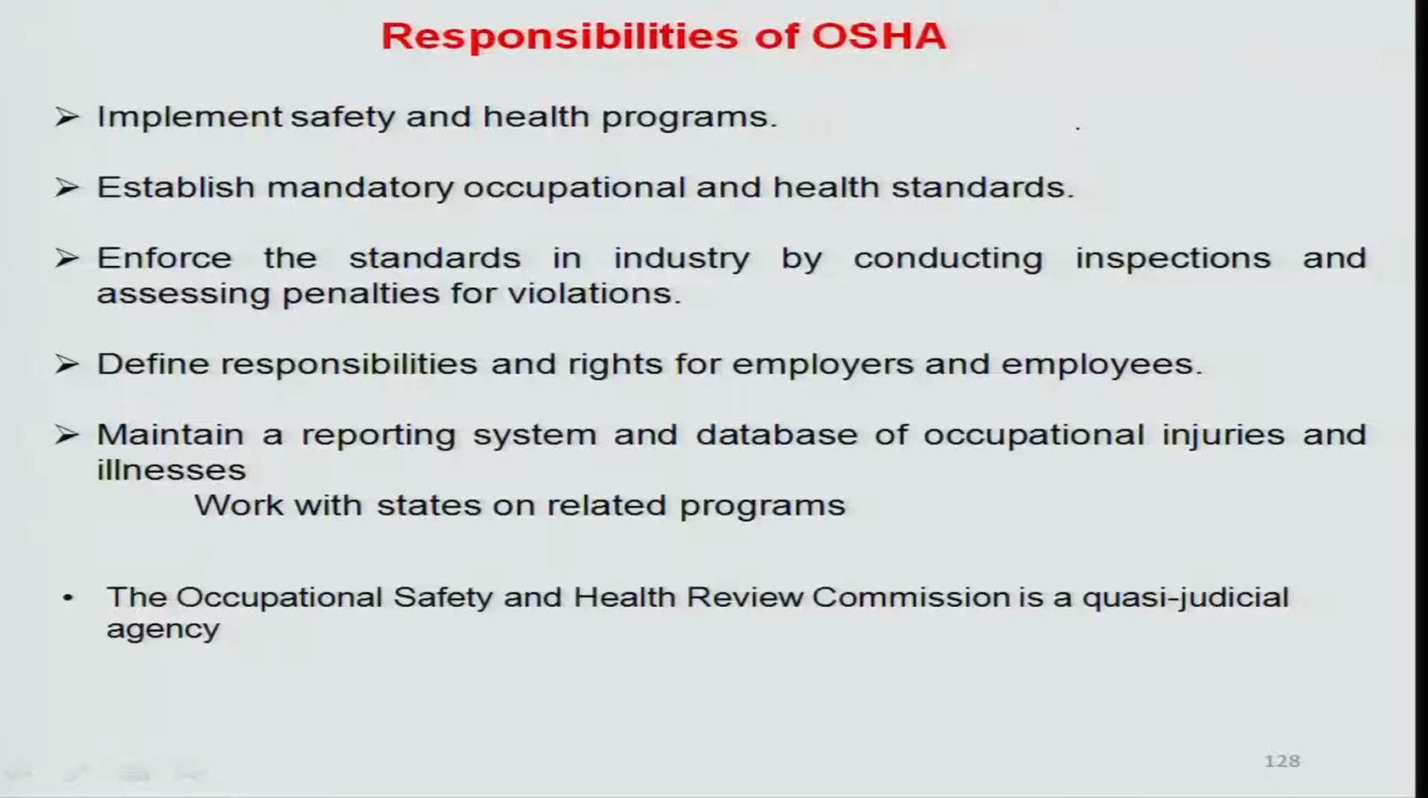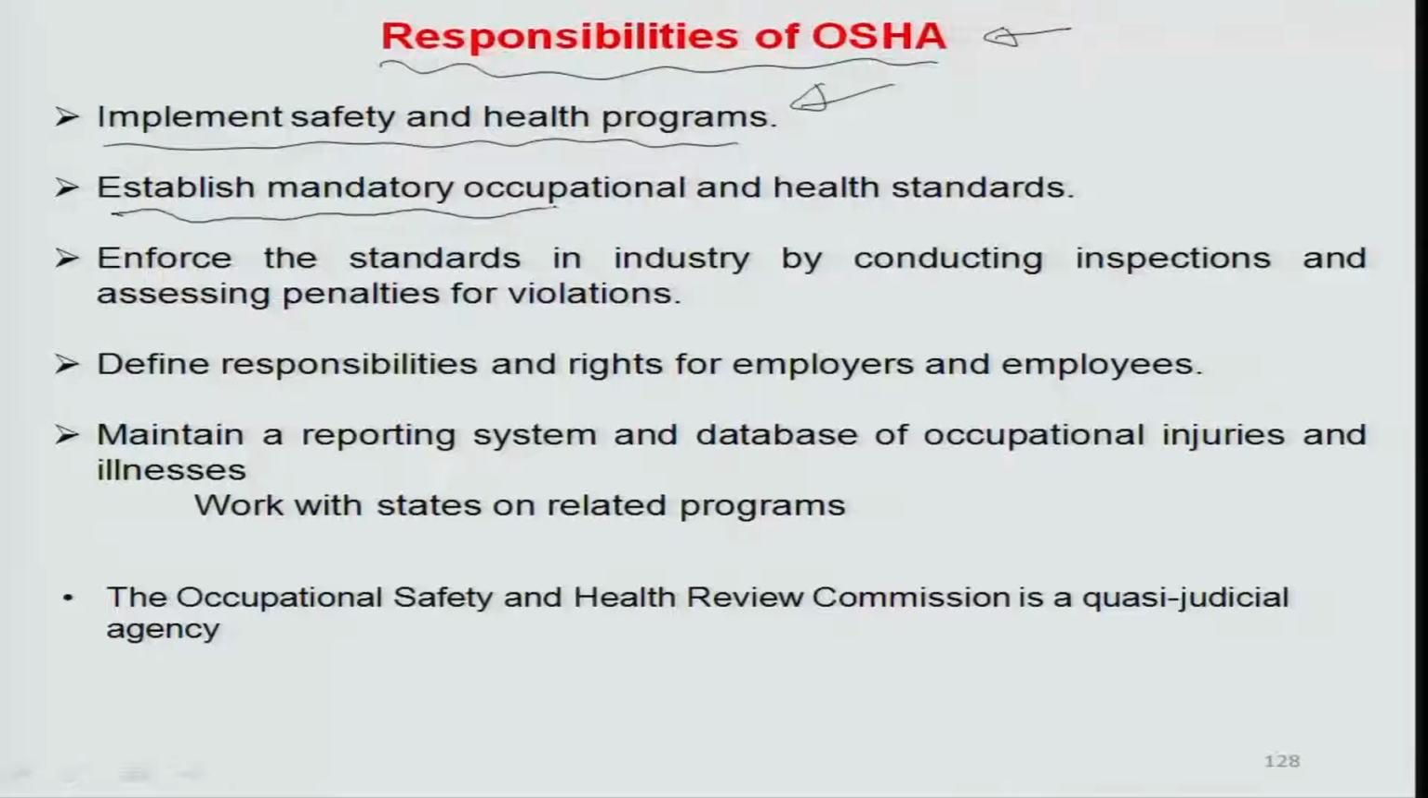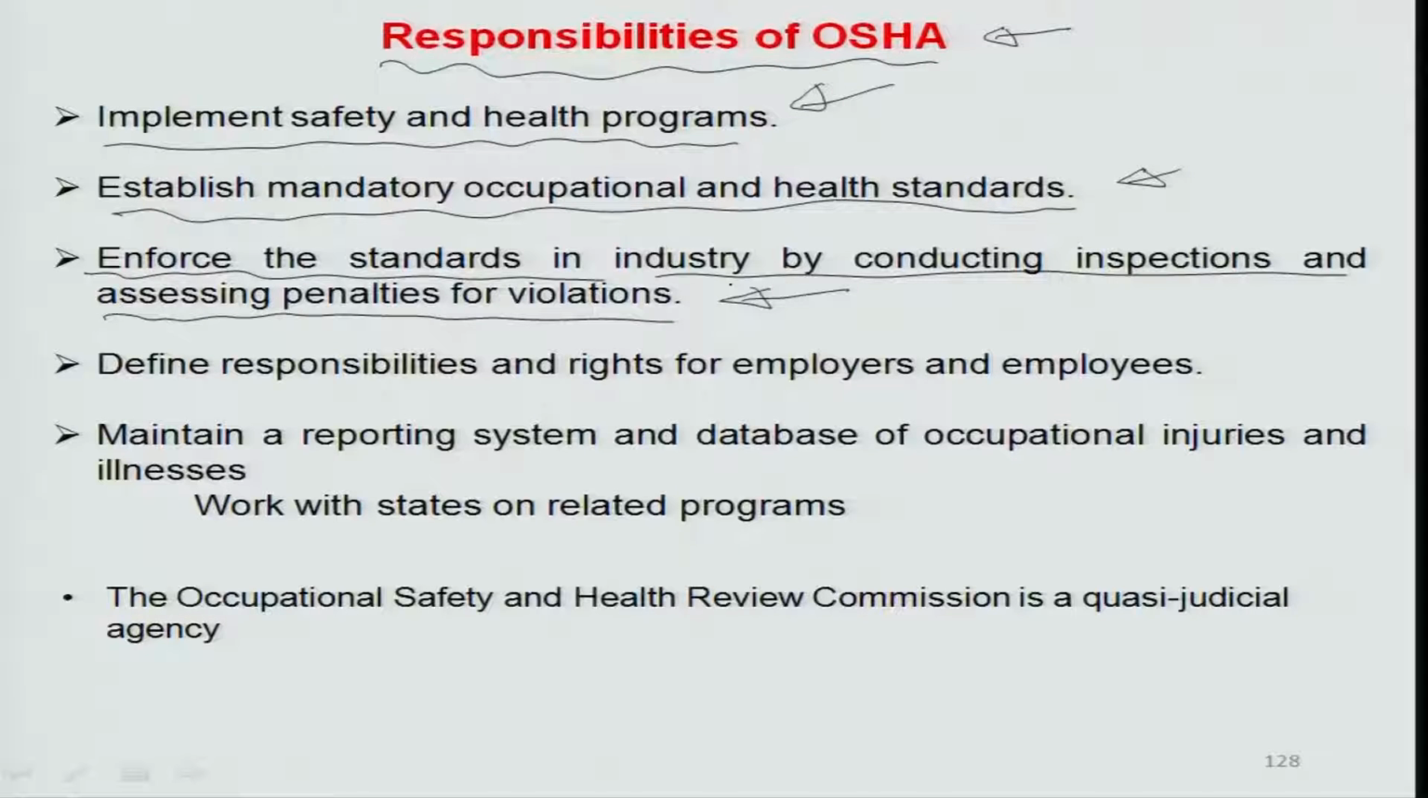So, the responsibilities of such organizations like OSHA, and in fact there are identical models in a variety of other countries as well, are first and foremost to implement safety and health programs across industrial systems, or basically among all the employers. Establish mandatory occupational and health standards which are subject to review and auditing, and also a degree of enforcement of the standards by conducting inspections, and also being enabled to penalize for violations of guidelines or standards which have been set up and agreed upon by a certain employer or a certain industry in terms of complying with OSHA guidelines.